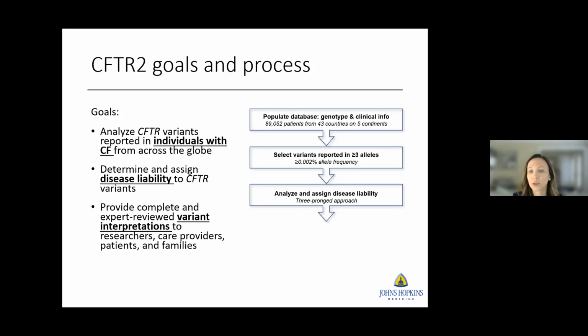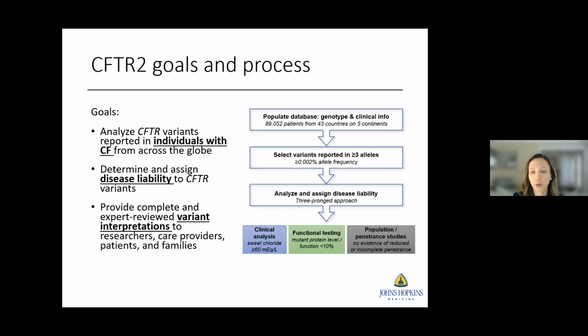Our process is to populate the data set. So we have almost 90,000 patients worth of data in it. They come from 43 countries on 5 continents. So we have really tried to make this a global project. We then select the variants that have been reported in at least 3 alleles worldwide. These are the ones that we want to study. And then we analyze and assign the disease liability or our interpretation.